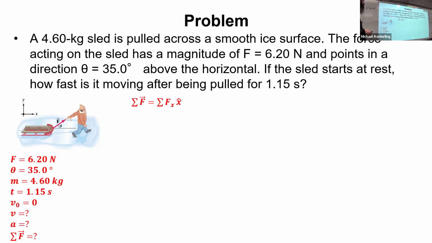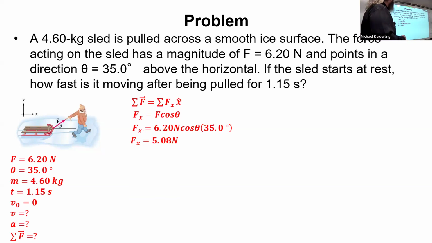Because this is clearly only moving horizontally, we know the net force is the net force in the x direction. We know it doesn't have a vertical component. So force in the x direction is just force applied times the cosine of the angle. So 6.2 newtons times cosine of 35 degrees, which is 5.08 newtons.